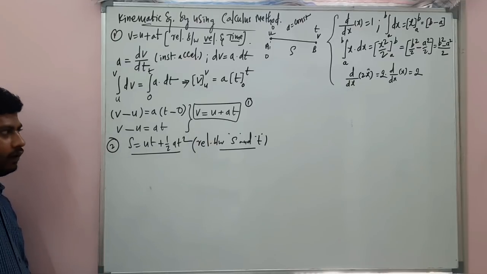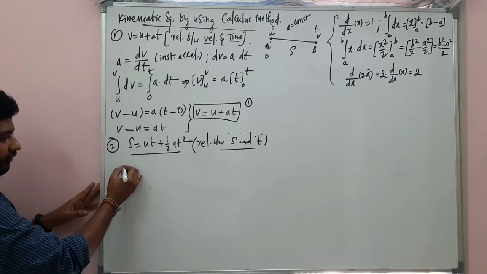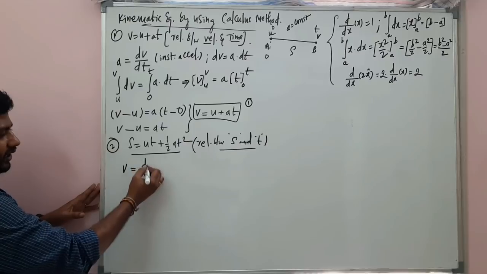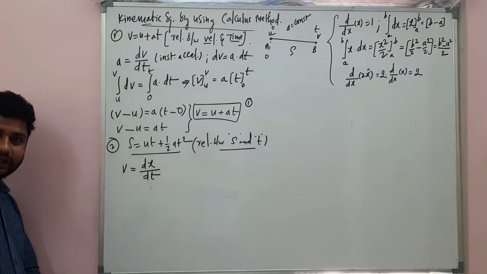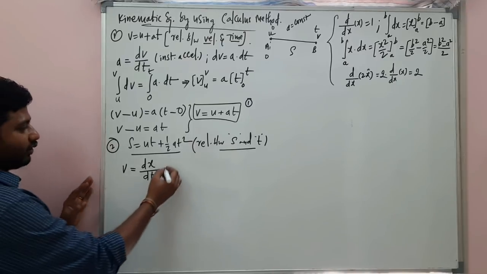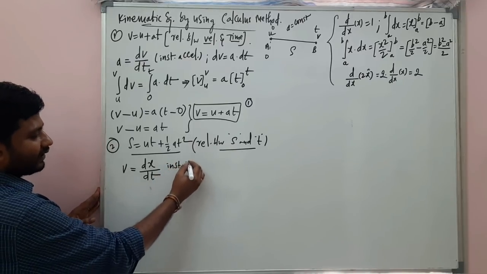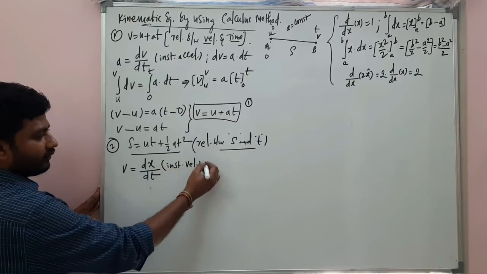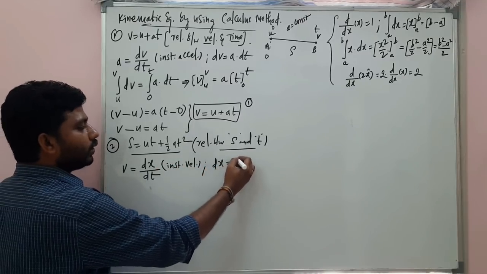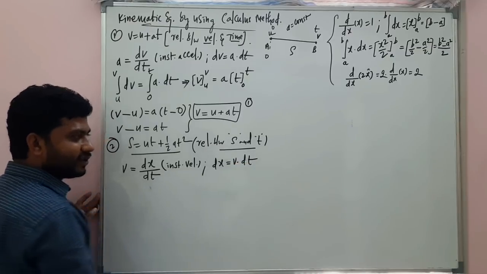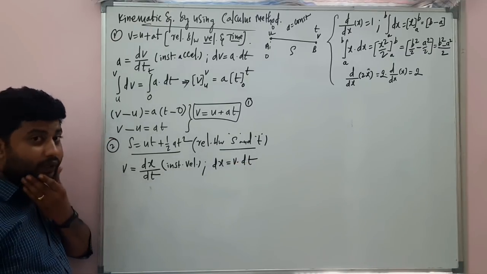Okay. So we know velocity is equal to dx by dt. Velocity is what? dx by dt. This is called the instantaneous velocity formula. From here, I can write it as dx is equal to v dt. Okay.